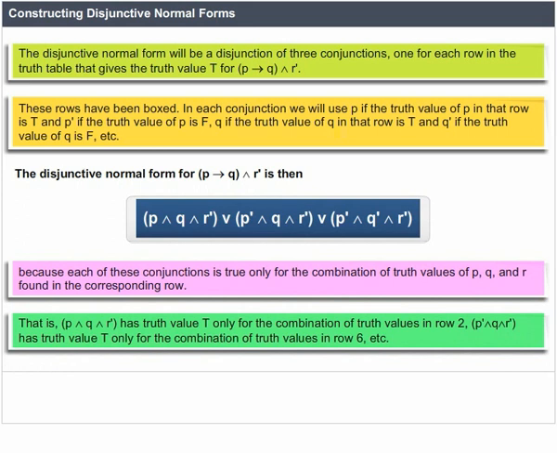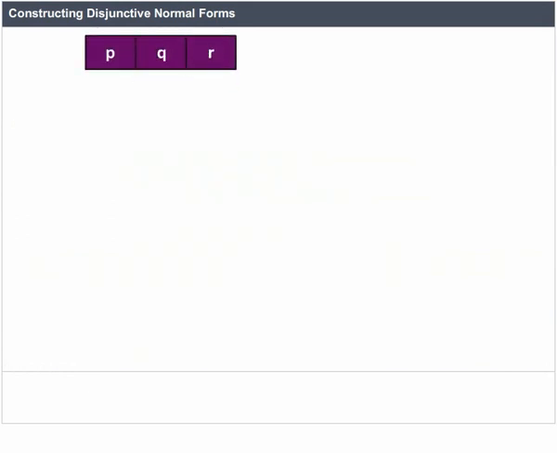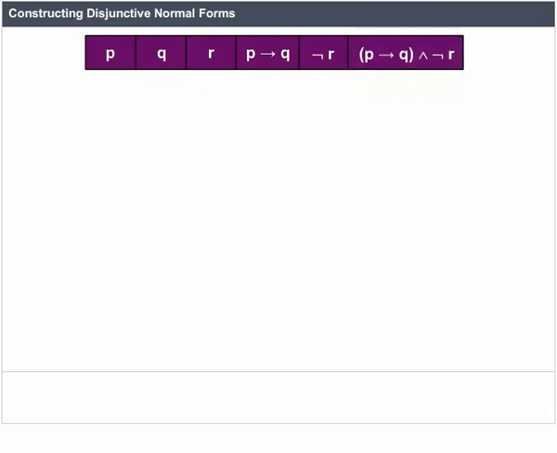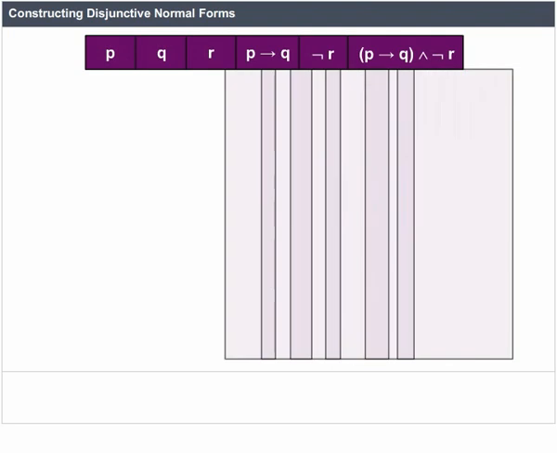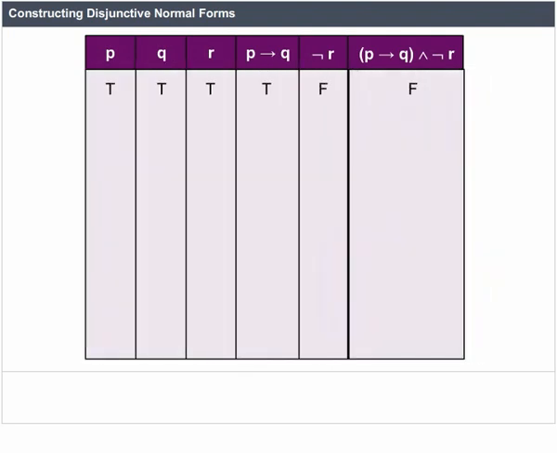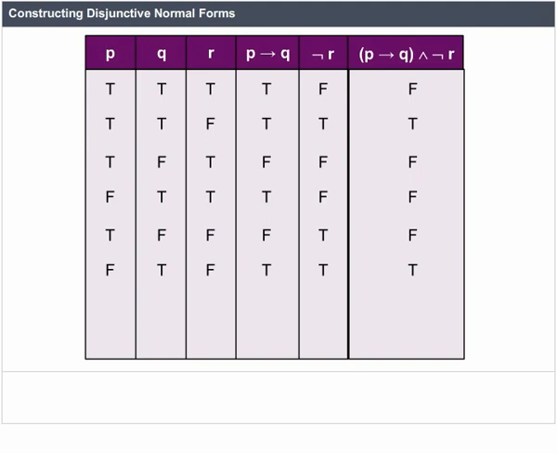First column as P, second column as Q, third column as R, fourth column as P implies Q, fifth column as not R, sixth column as P implies Q and not R. We're going to read row by row. First row, T, T, T, T, F, F. Second row, T, T, F, T, T, T. Third row, T, F, T, F, F, F. Fourth row, F, T, T, T, F, F. Fifth row, T, F, F, F, T, F. Sixth row, F, T, F, T, T, T. Seventh row, F, F, T, T, F, F. Eighth row, F, F, F, T, T, T.